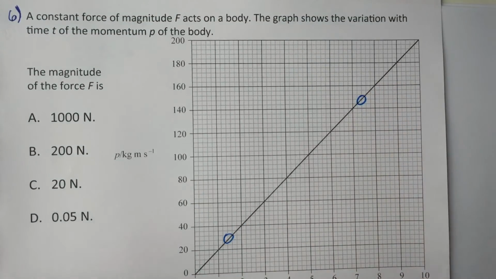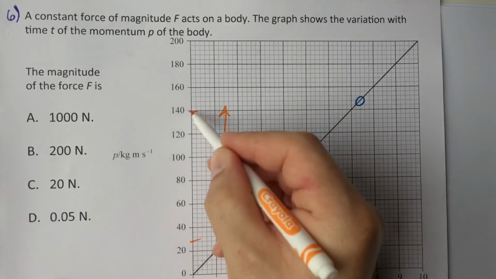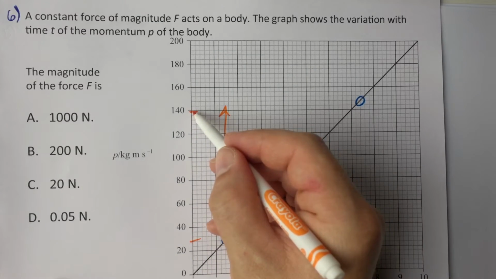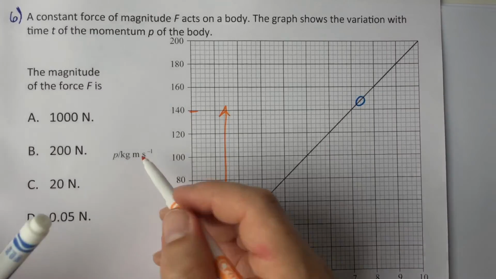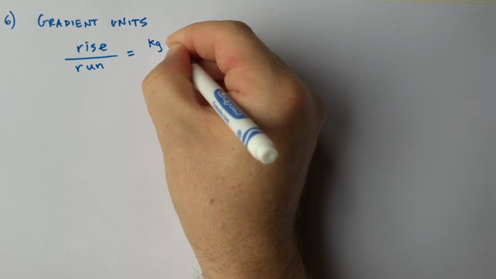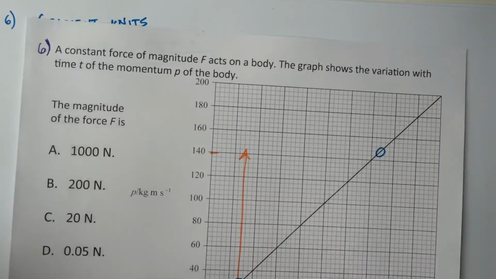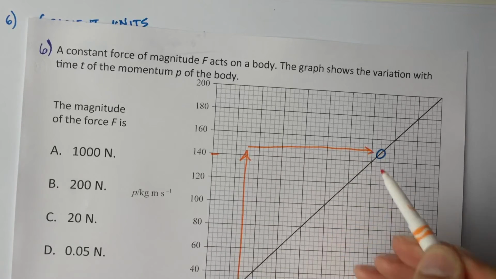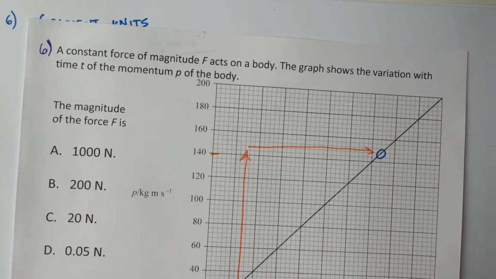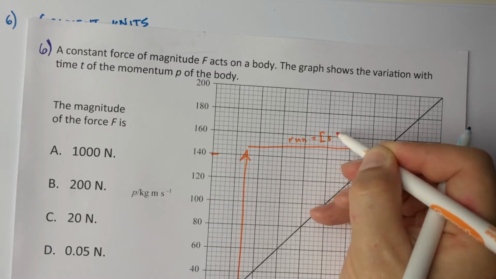If we were to take a look at 2 different points on the graph, we could say that our rise is going to be how much the y-axis value has changed, and the y-axis is measured in kilogram meters per second. So our rise units are going to be kilogram times meter times seconds to the -1, divided by our run units. And our run is going to say, how much has the x-axis value changed in that time? And the x value is measured in seconds. So our run is going to have units of seconds.